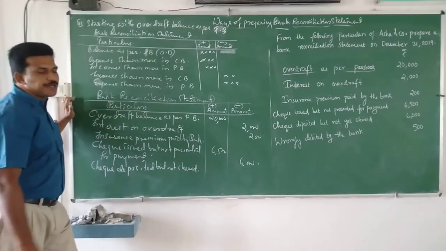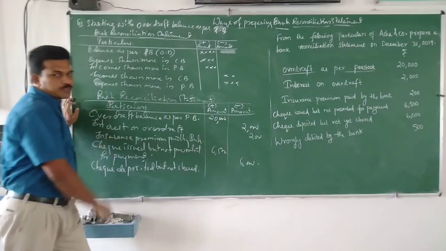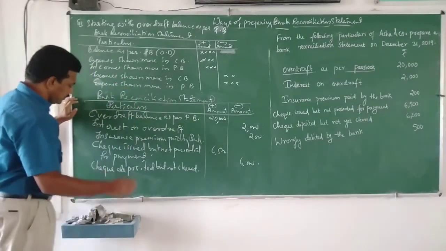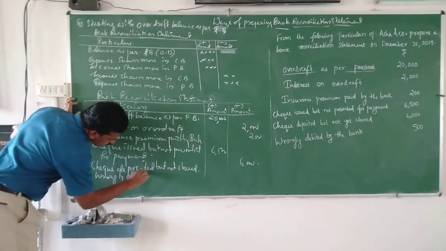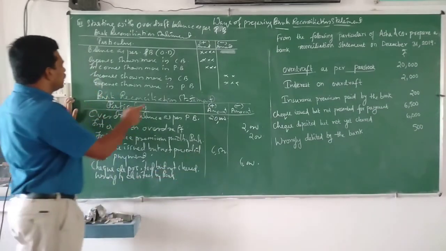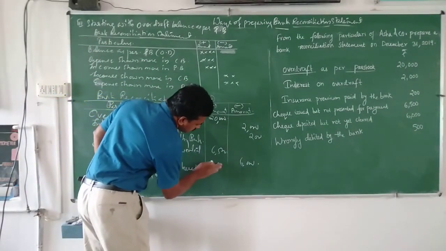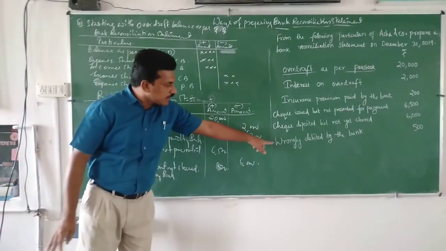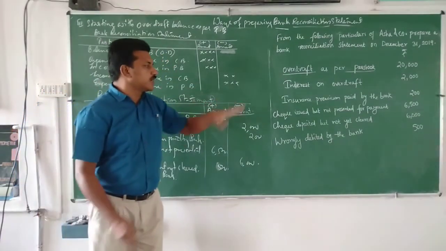Then wrongly debited by the bank. Wrongly debited means wrongly shown as an expense. Anyway, shown as an expense. Expense shown in bank, so wrongly debited by bank, expense shown in bank column can be added. 500 will be added. Okay, so two debits are there in bank, one 500 and another one 6,500.